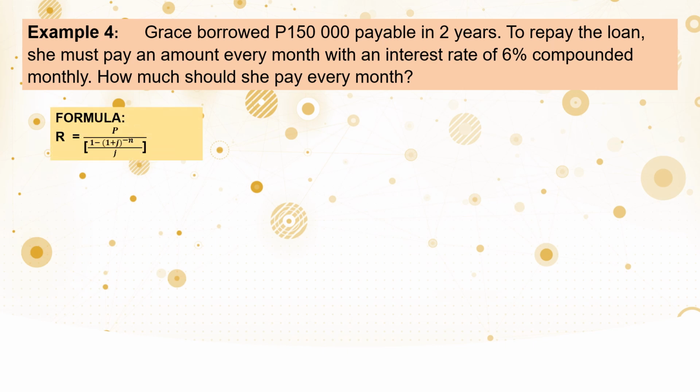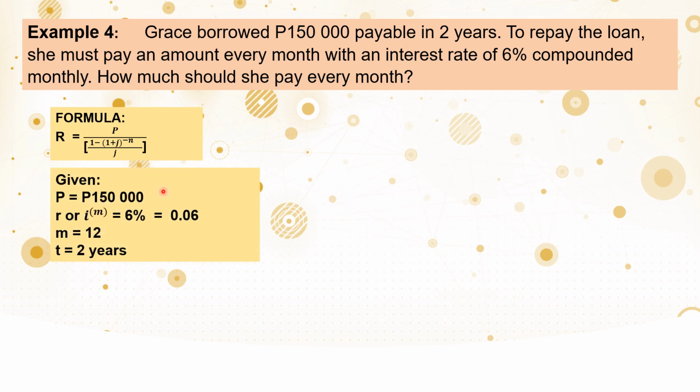So to find the periodic payment, we are going to use this formula. So what are the given in the problem? We have 150,000 pesos. Since 150,000 pesos is a borrowed money, it is our principal or present value. Then we have 2 years. 2 years is our time. Then the rate is 6%. And 6% must be written into decimal, so 0.06. And since it is compounded monthly, our M is 12.